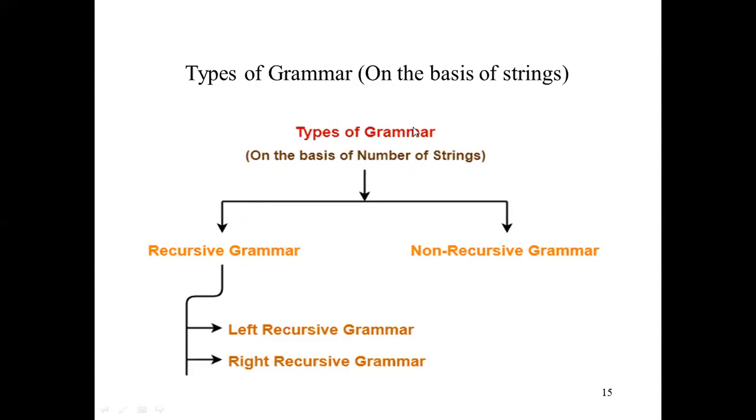So the grammar is again divided on the basis of number of strings, because we always divide an expression into a number of strings. Okay, the lexical analyzer scans your complete program and divides it into a number of strings. So again, the grammar is divided as ambiguous or non-ambiguous, and in this case, recursive grammar or non-recursive grammar. There are again two types: recursive grammar is again divided as left recursive grammar and right recursive grammar. So these are the types of grammar.